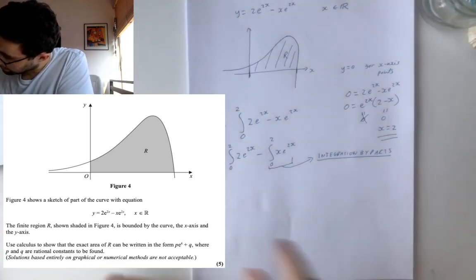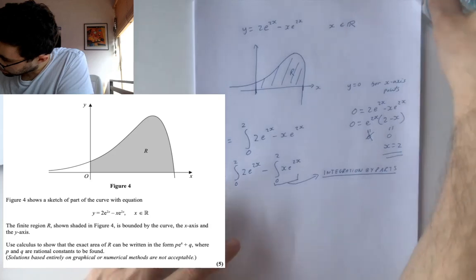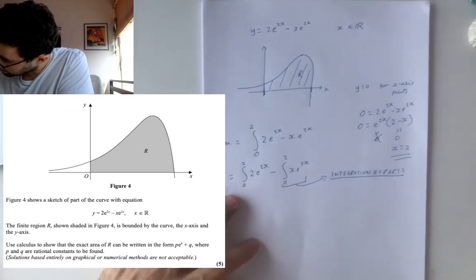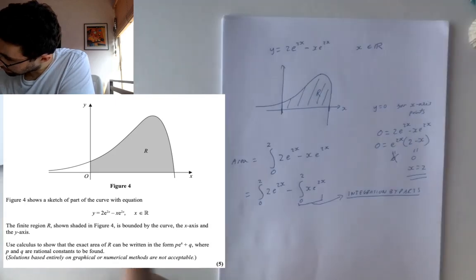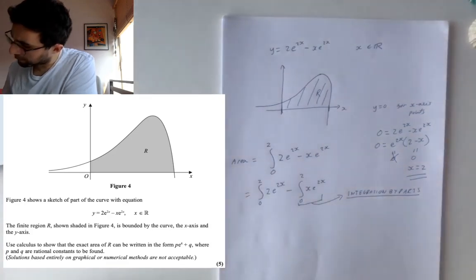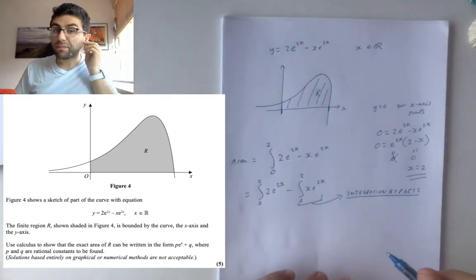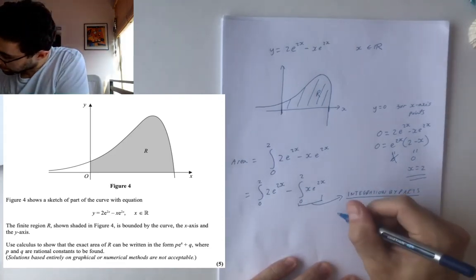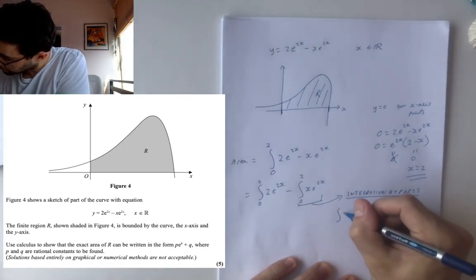u times v is going to be a half x e to the 2x, minus the integral of u dash v, which is just going to be a half e to the 2x. And that's it basically. And actually, I could now integrate the second part of that.